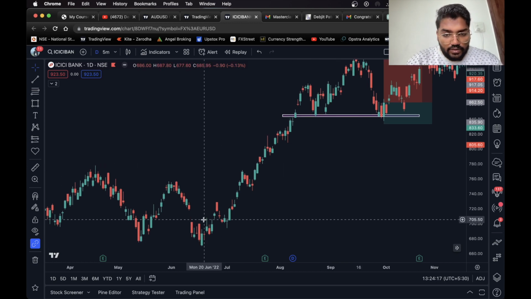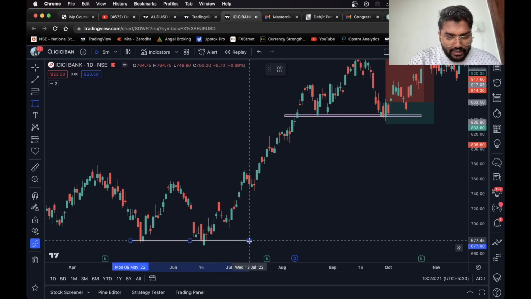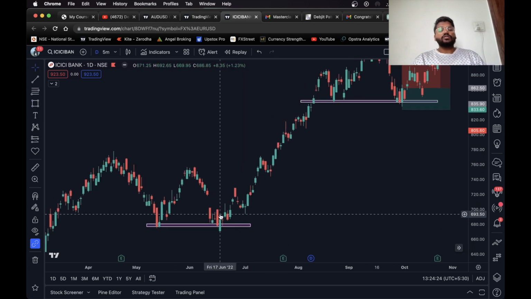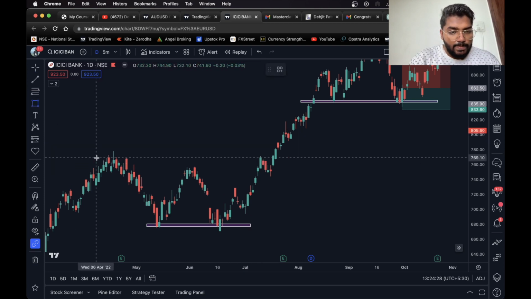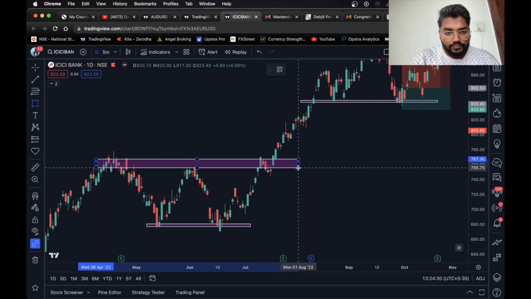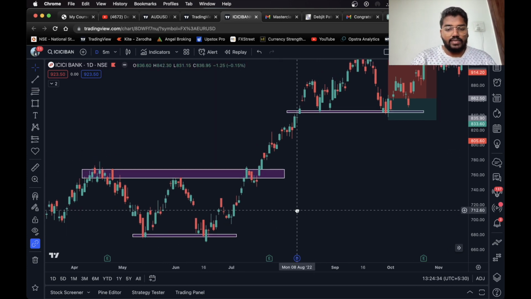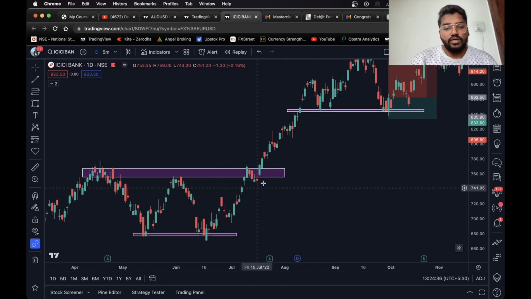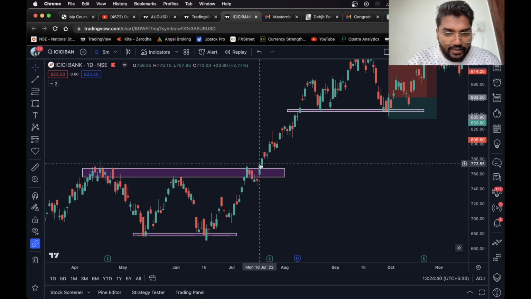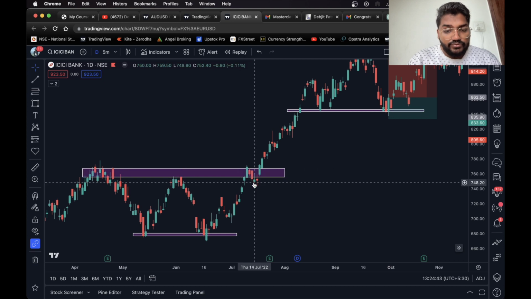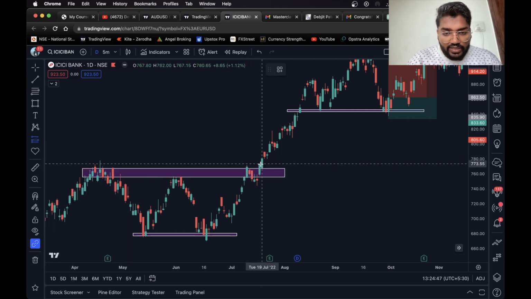Again, see, we have a level, right? So just in case you miss the entry over here, the stock went up, right? And see, this is a double bottom pattern, right? It has given a breakout from the neckline. So just in case you miss the entry over here, you can take an entry here also. The stock went up, it took a pullback, and then went up again, right? So we have to wait for the pullback. If the pullback is there, then the entry will be a very confirmed one, right?